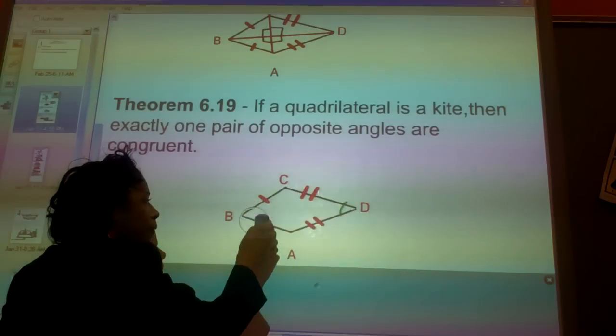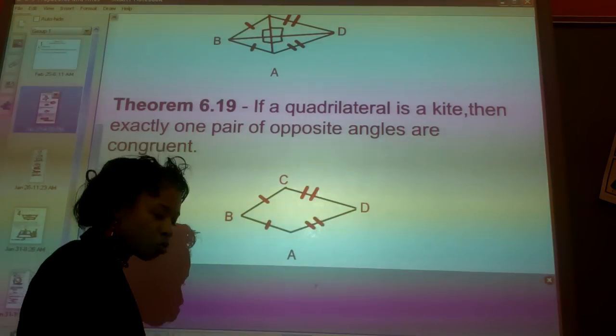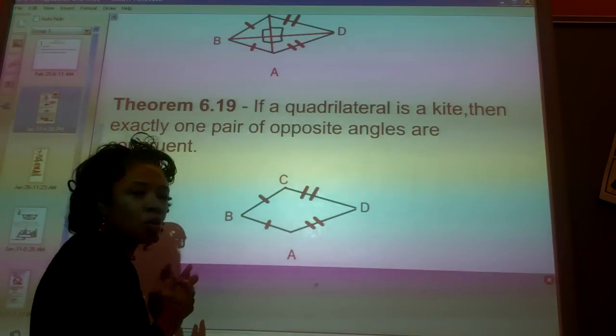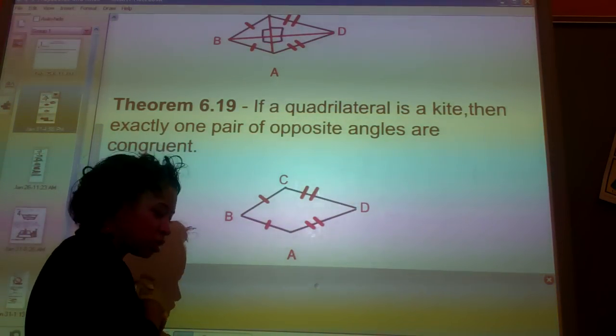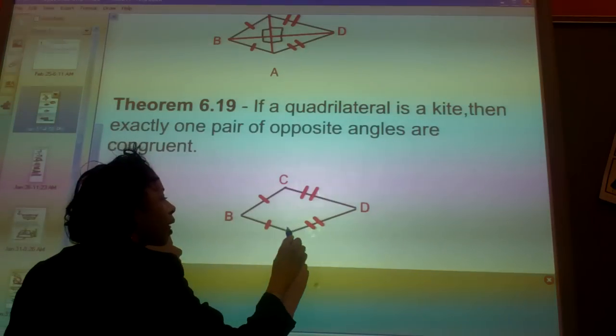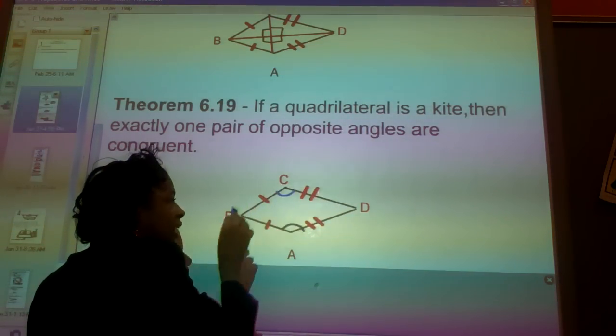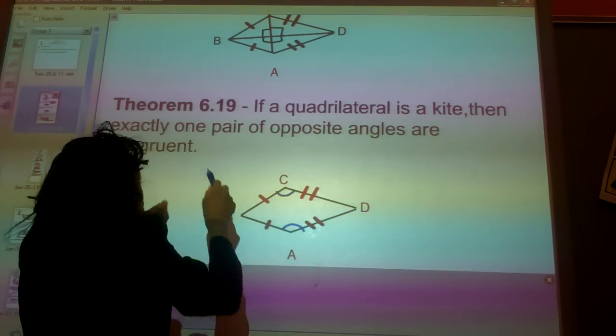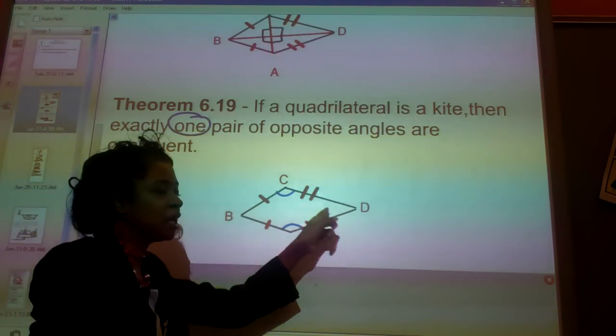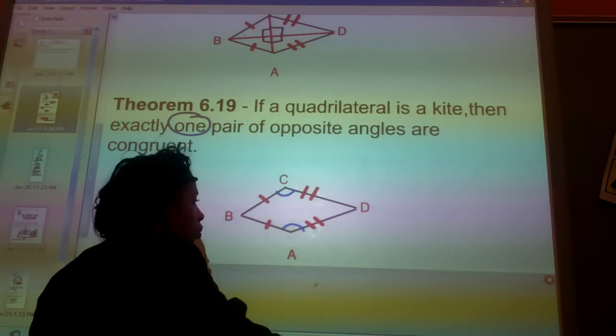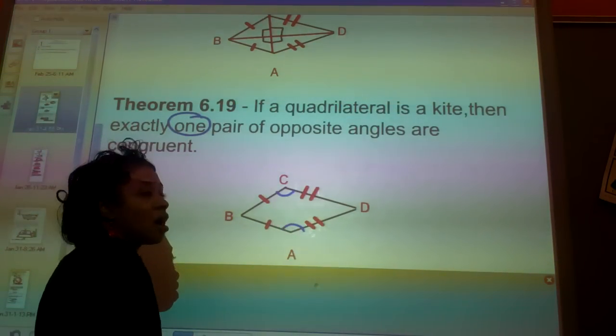So that's wrong. I chose the wrong two angles that will be congruent. It's not angle A, it's congruent to angle C. Again, I know it's angle A and angle C that are congruent, and remember, it's only going to be one pair, so angles B and D will not be congruent. However, angles A and C are congruent.